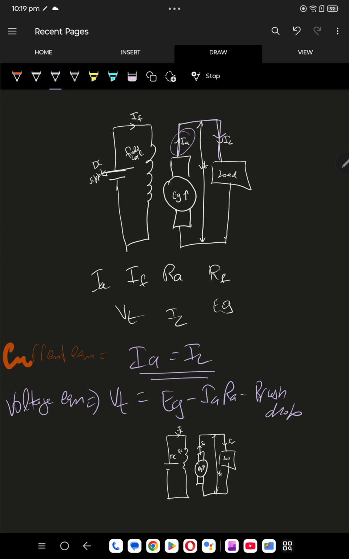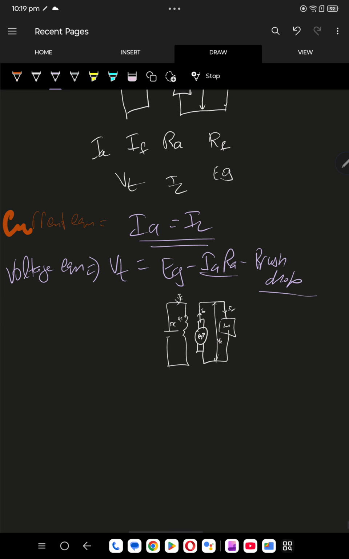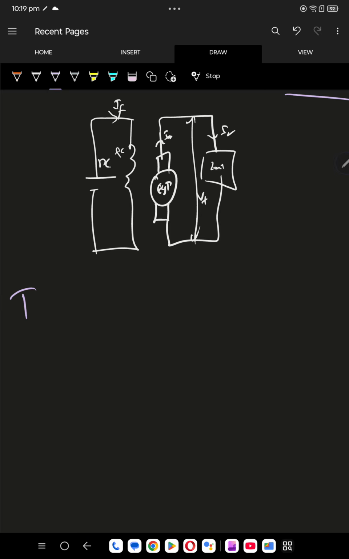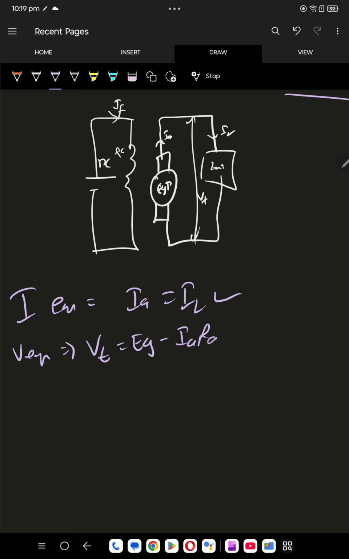Don't get confused seeing IF, IL also being there. What should I write for that? Don't worry about that. IARA is the armature drop. This is the brush drop. That's the voltage equation. So I'll write this again. Current equation: IA is equal to IL. Voltage equation: VT equals EG minus IARA minus brush drop.